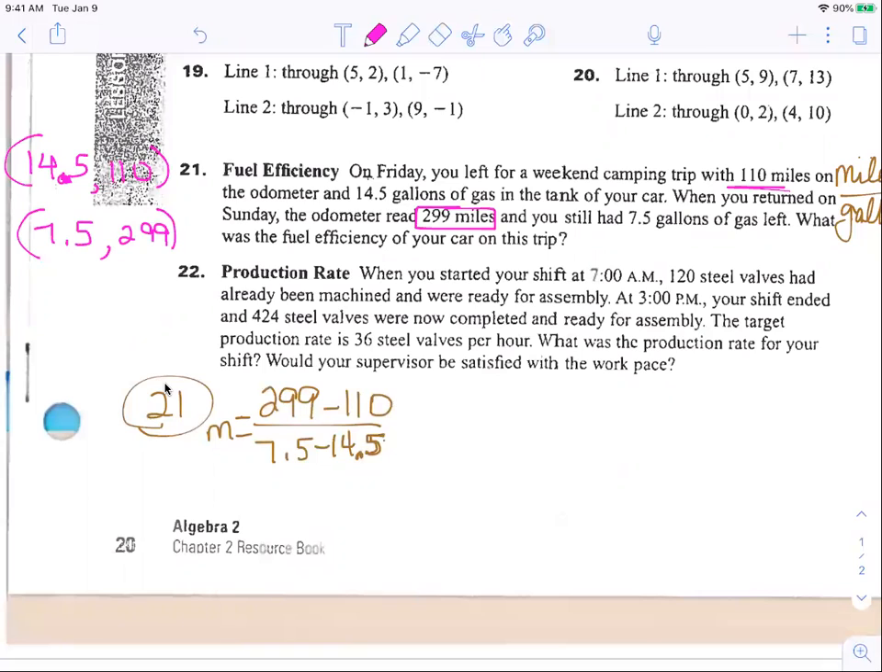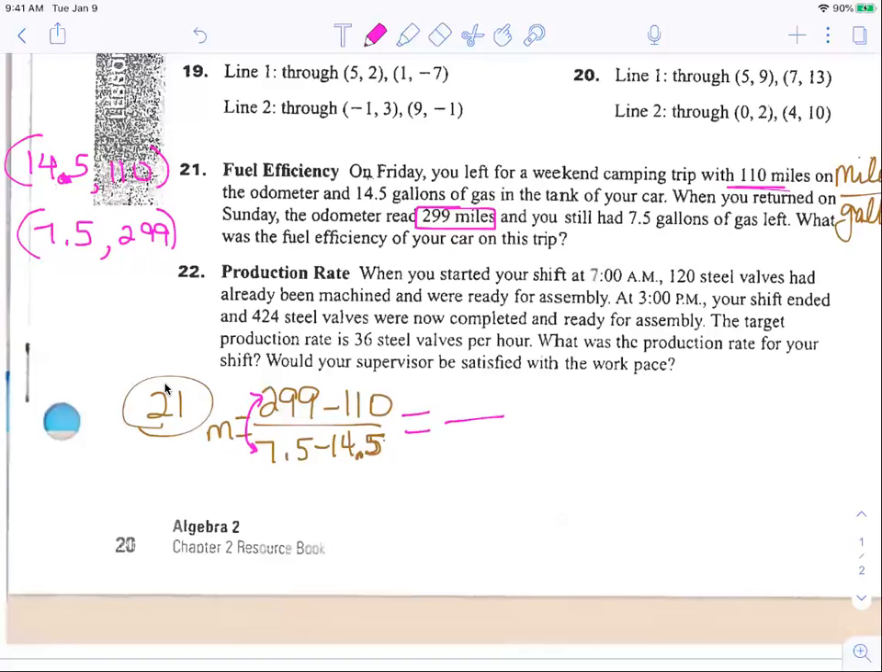The other way to think about it is as Jaden explained. You're taking the miles and subtracting them, the second mile minus the first. And again, you have to make sure you're organizing your data so that it goes together. Vertically, 299 goes with the 7.5 because that's how many gallons I had left. So Jaden, if you subtract those, what did you get on the top?